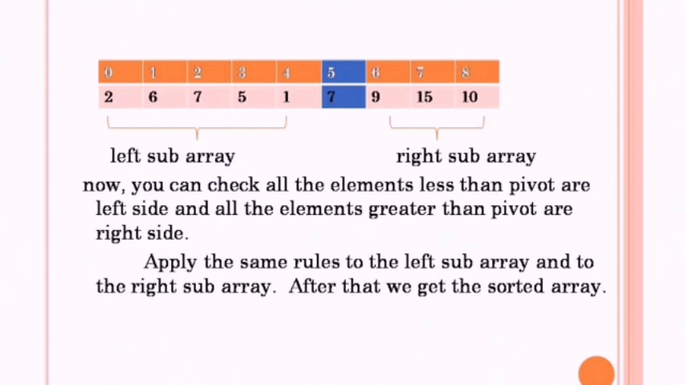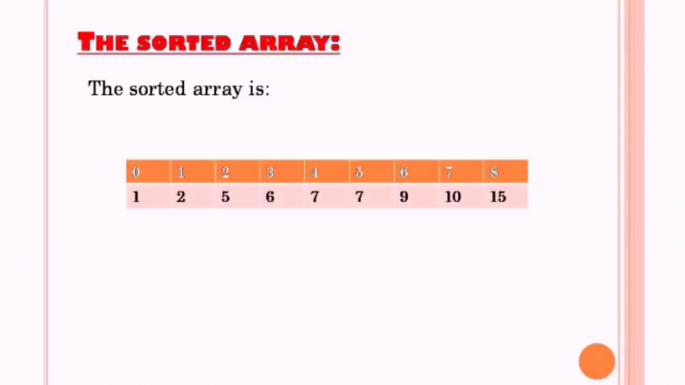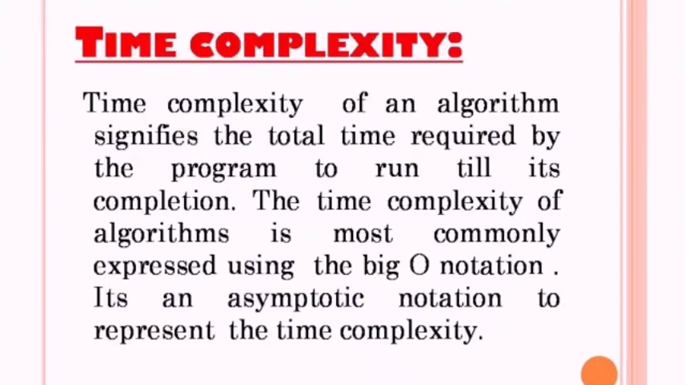Now you can check all the elements less than pivot are on the left side and all the elements greater than pivot are on the right side. Apply the same rules to the left subarray and to the right subarray. After that we get the sorted array. This is a quicksort algorithm. Now let's check the sorted array. Here you can see the sorted array 1, 2, 5, 6, 7, 7, 9, 10, 15. This is called the quicksort algorithm.